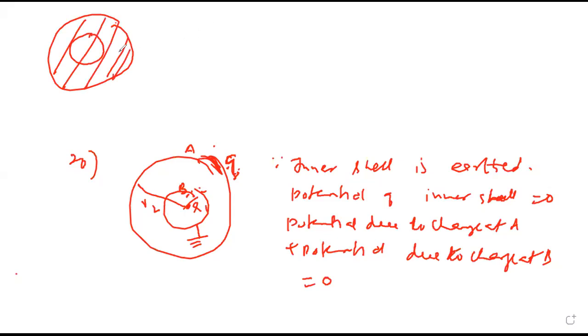Malum hai ye? If it is a hollow sphere, potential is the same everywhere, na? Yes, sir. So potential is 1 upon 4 pi epsilon naught Q, and the distance from the center is r2. The potential inside will be the same as on the surface, so the distance from the surface of Q is radius r2.